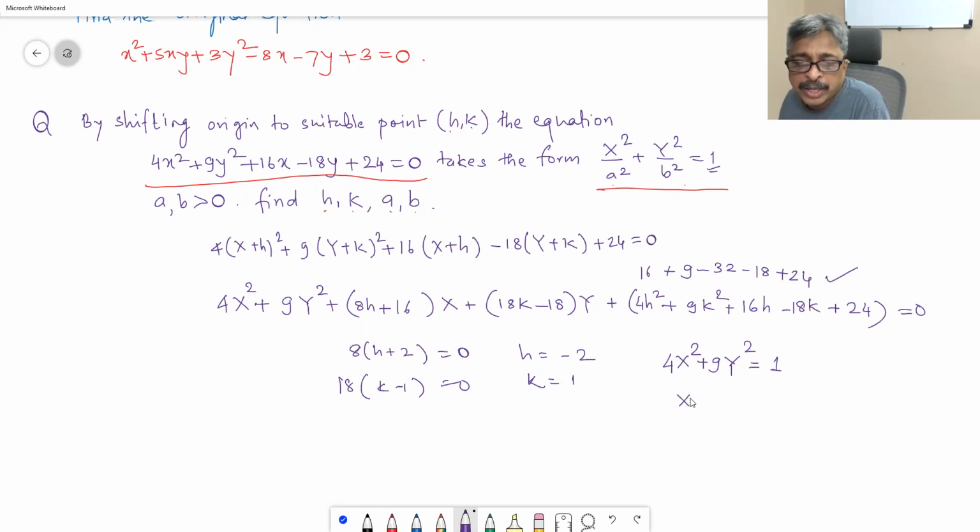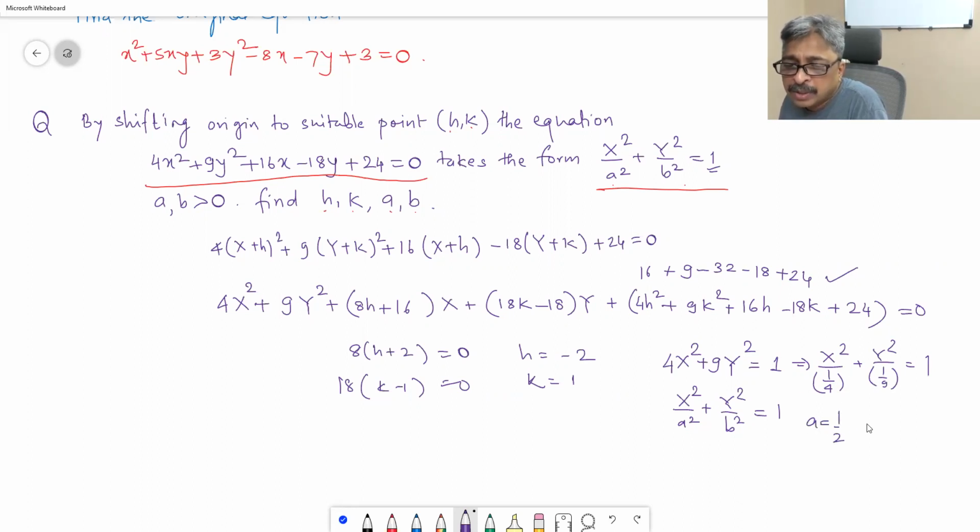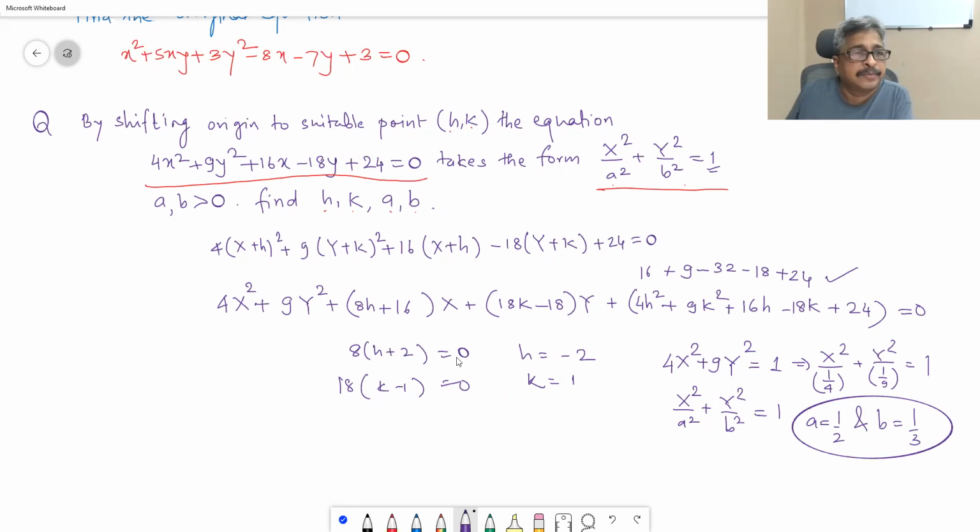But I have given you x square upon a square plus y square upon b square is equal to 1. So you should write this equation as x square upon 1 upon 4 plus y square upon 1 upon 9 is equal to 1. Then you compare: a is half and b is 1/3. Okay.